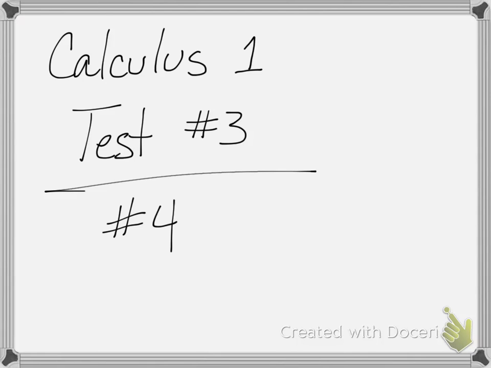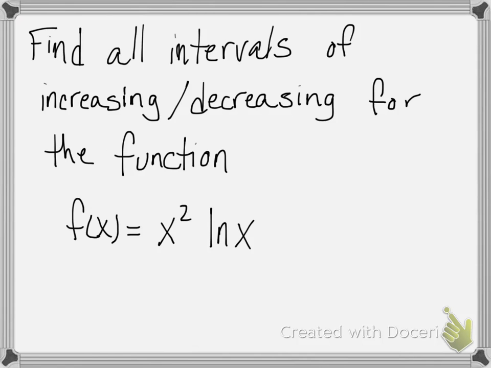Alright, this is going to be problem number 4 from our Cal 1 test number 3. It's wanting us to find all intervals of increasing and decreasing for the function f of x equals x squared times ln x. Alright, so basically to find intervals of increasing and decreasing, we need to take the first derivative.